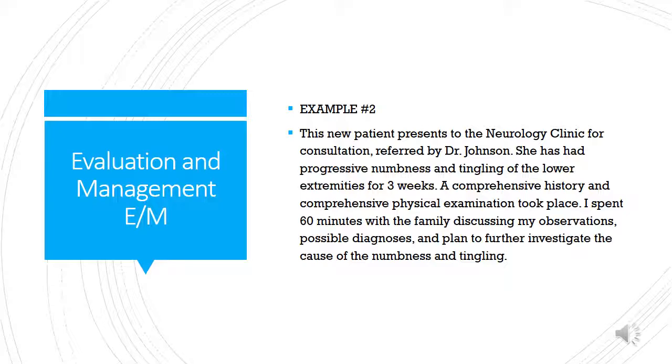Here's a second example to try together. This new patient presents to the neurology clinic for consultation, referred by Dr. Johnson. She has had progressive numbness and tingling of the lower extremities for 3 weeks. A comprehensive history and a comprehensive physical exam took place. I spent 60 minutes with the family discussing my observations, possible diagnoses, and plan to further investigate the cause of the numbness and tingling. What should we look up in the index to assign a code to this visit?